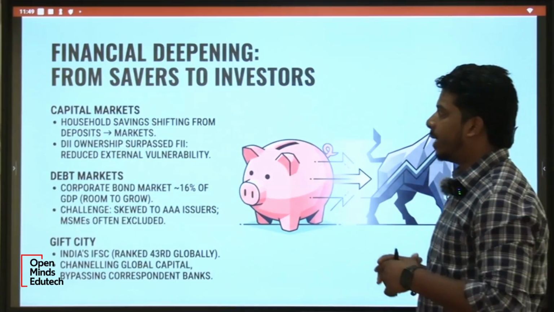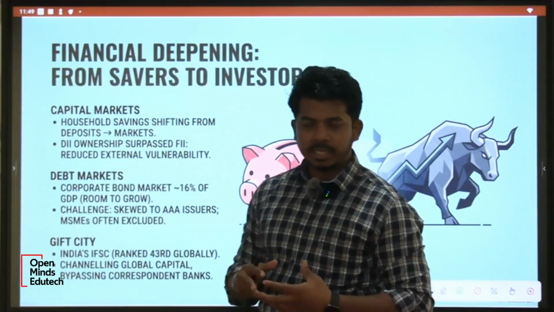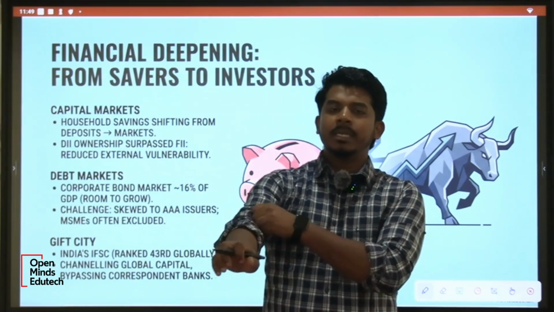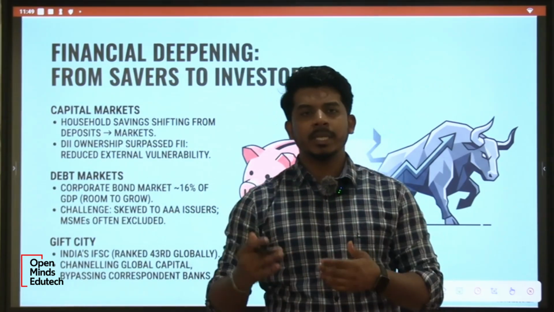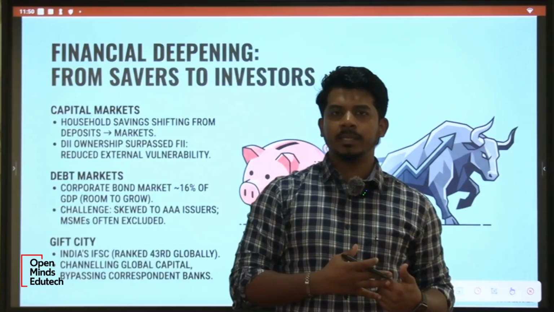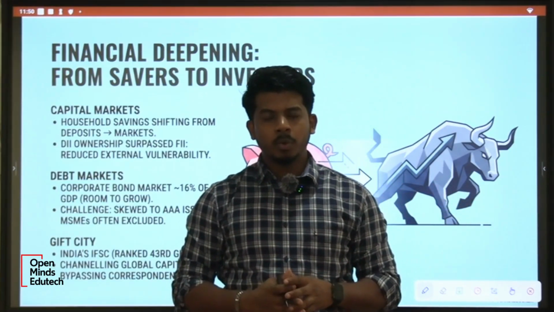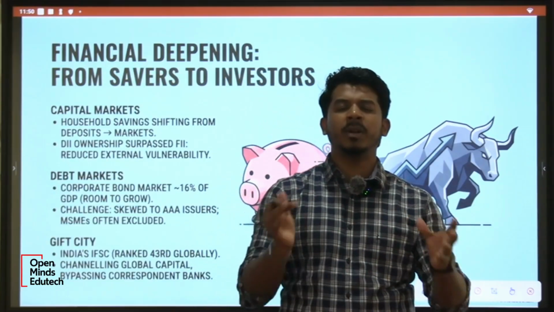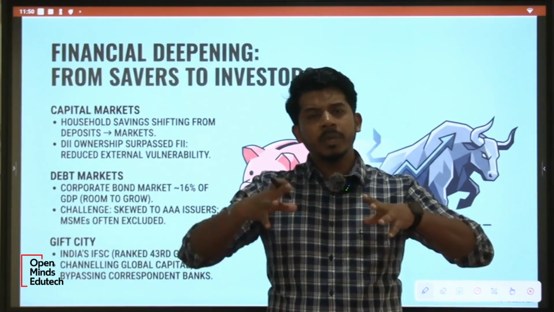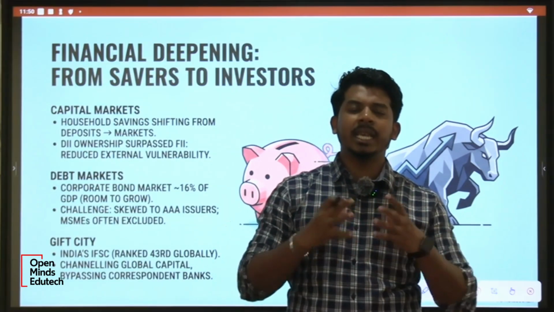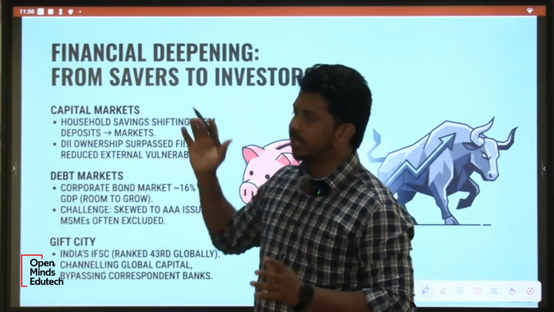Then comes financial deepening. Deepening the financial system means more people who are saving money, savers, need to be brought into the financial system. More investors to be brought into the financial system. More institutions to be developed, more networks to be developed. Improving the size, complexity, activity and intensity of the financial system is financial deepening.